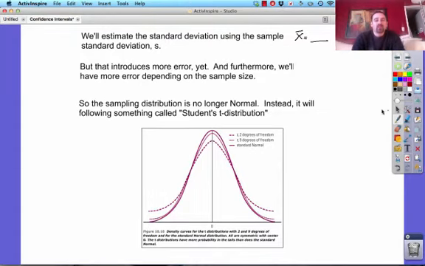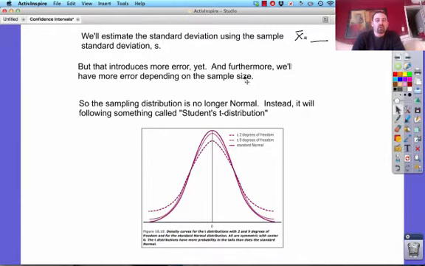The problem is there's a couple things that happen. We introduce more error, and depending on the sample size, we get more and more error. That's what's kind of strange about it. It's not the right number, and it doesn't do a great job of estimating the real number. The smaller the sample size, the worse the estimation is. So if you have a large sample size, we can assume that the sample standard deviation is pretty decent in terms of a way to approximate the real standard deviation. But for a small sample, it doesn't work very well.